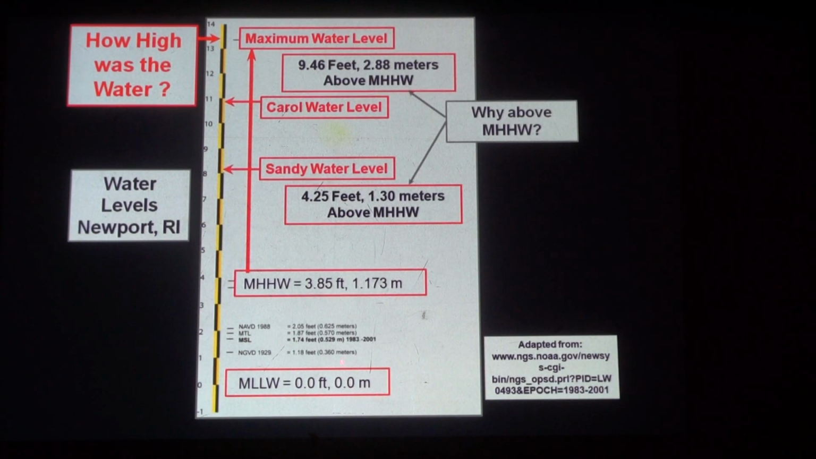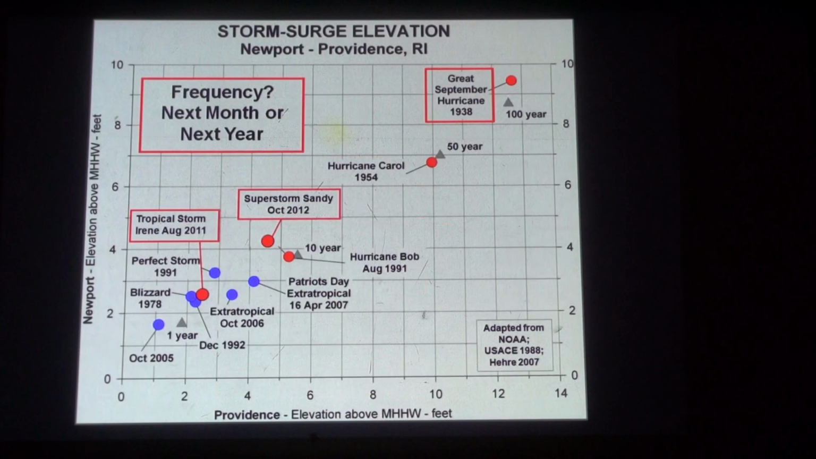This is from mean low water to mean high water. Here's the Sandy water level, here's the Carol water level, and here's the 1938 hurricane water level. And so we have it 4.25 feet above mean high water. We're using mean high water because people always ask, how high was it above high tide? That's why we're using mean high water. So these numbers might be a little bit different than somebody else's numbers. Suffice to say, this is what it would look like on a staff gauge.